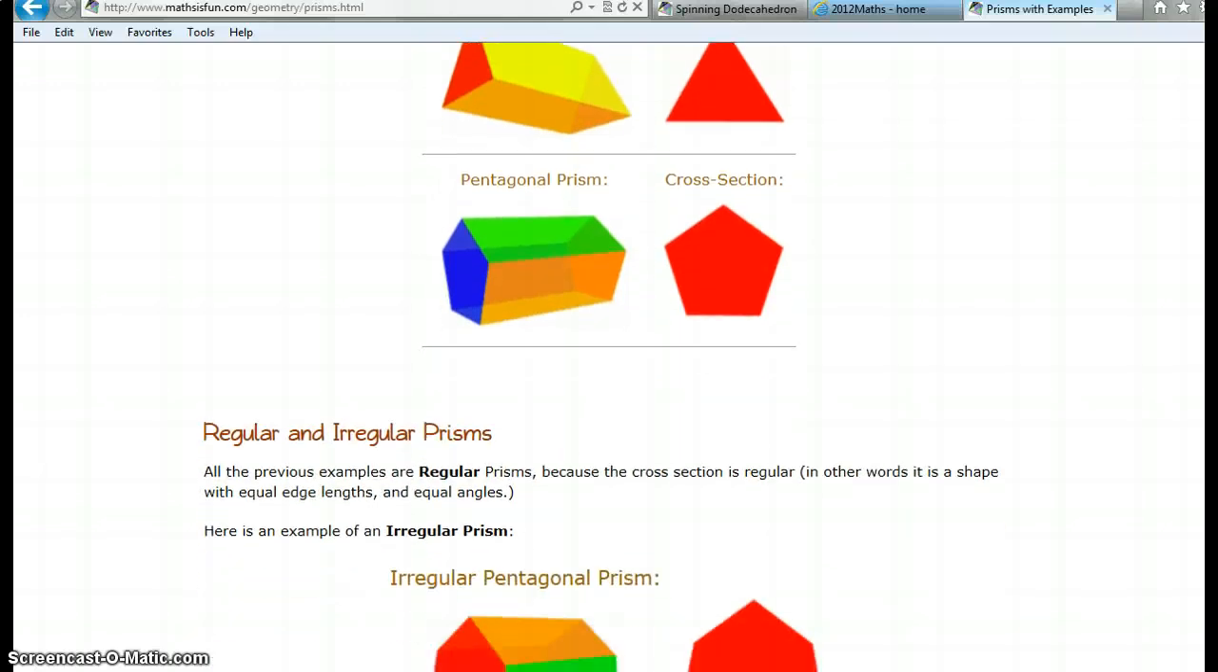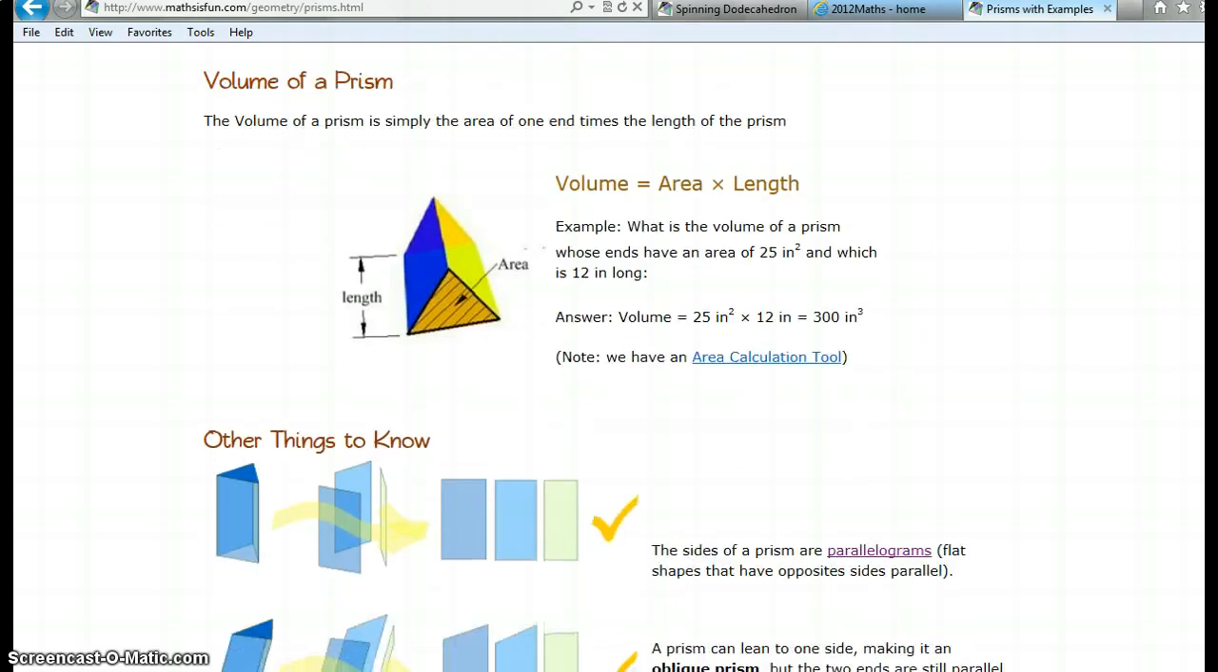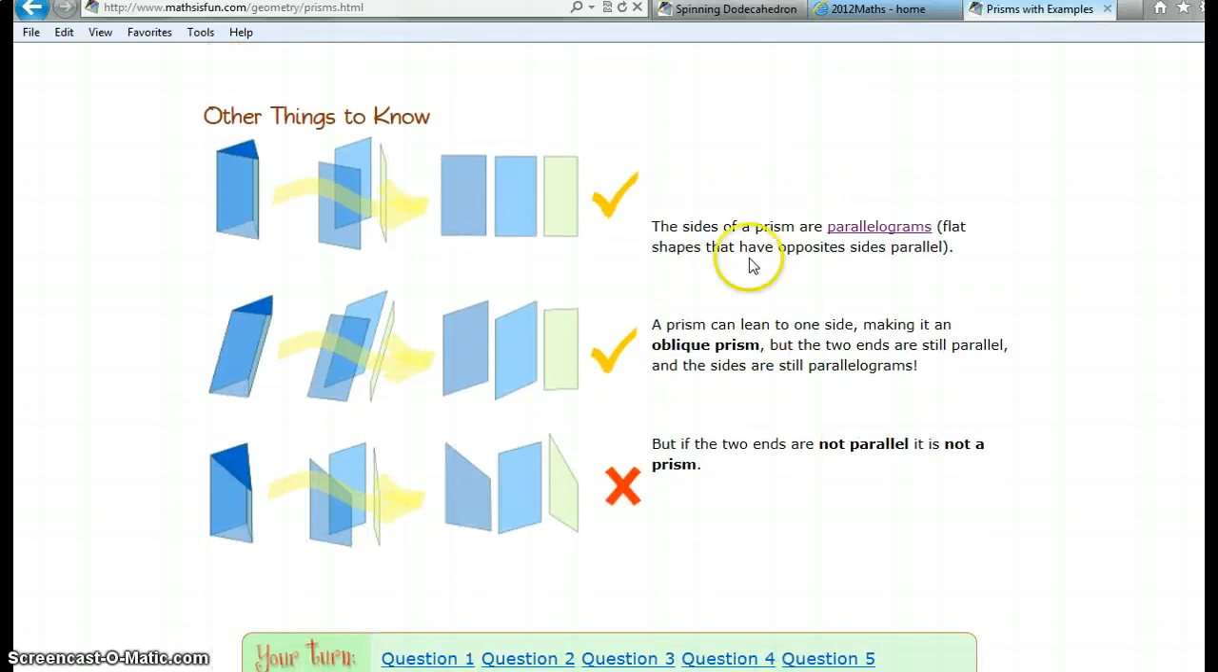Triangular prisms and pentagonal prisms. And then you can have all sorts of strange shapes of a polygon. It's irregular because it's not that regular shape, but you can still have a prism. So you still get this area times the length for the volume. There you have your formulas. So the volume of a prism is the area of the shape that stays the same the whole way through, if that makes sense. There's a bit of a misprint here because the sides of a prism are not parallelograms, they're actually rectangles.